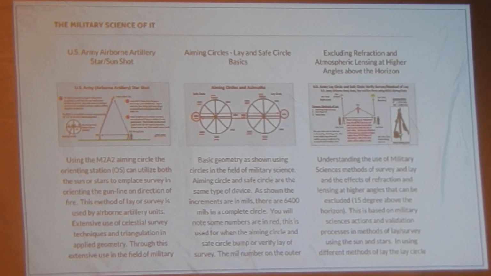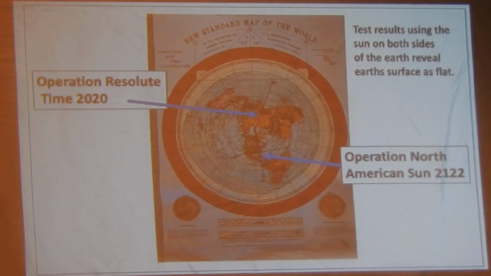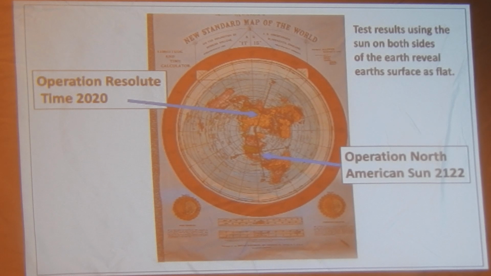I transitioned into military science. I had 23 years with the U.S. Army. I did celestial survey using the sun and the stars, putting in survey positions, and I built that into developing what you see here on this information website. And there's a lot of information regarding military science and how it works, real-world applications.